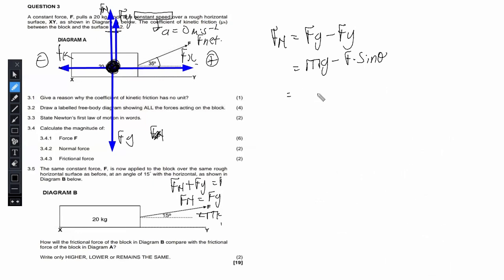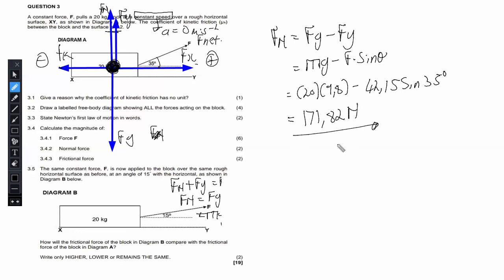And then our mass is what? It is 20, times 9.8, minus, remember we already have the F, so it's 42.15, and then sine 35 degrees. Then all you have to do is punch all of that into your calculator. So this is 20 times 9.8 minus 42.15 and then sine 35, right? And this is going to give me 171.82 newtons, rounded off to 2 decimal places.